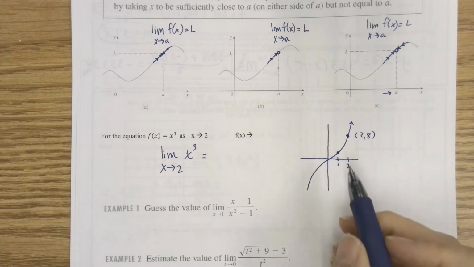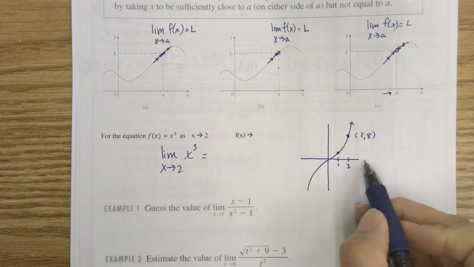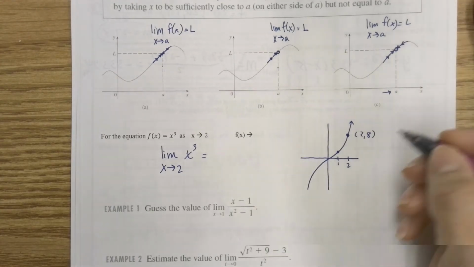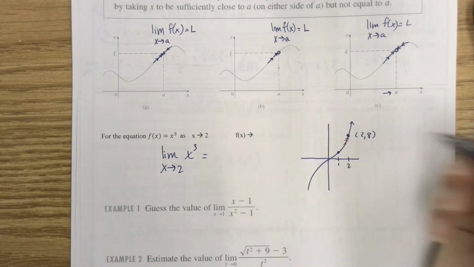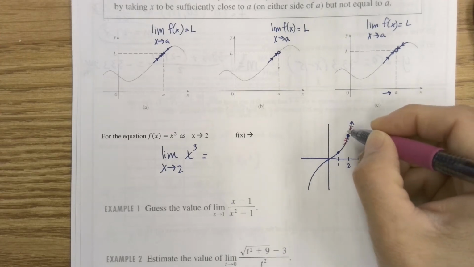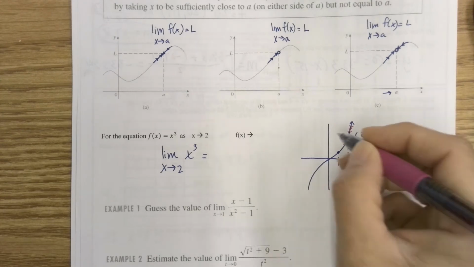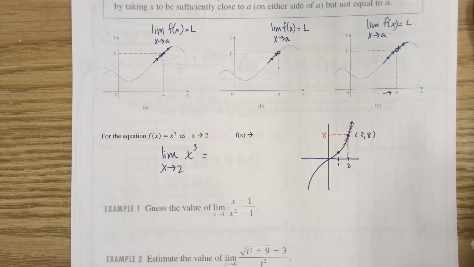So my question is, as we get closer and closer to 2 from either side, what is happening to our y value? So I'm going to get closer and closer and closer to 2, whether I'm coming from this side or whether I'm coming from this side. Closer and closer I get to 2, I know my y value is getting closer and closer to 8.